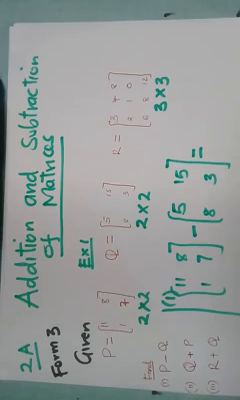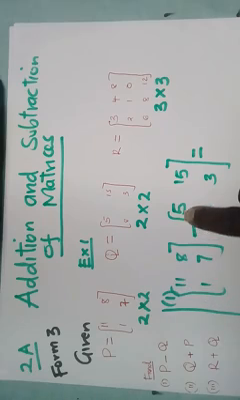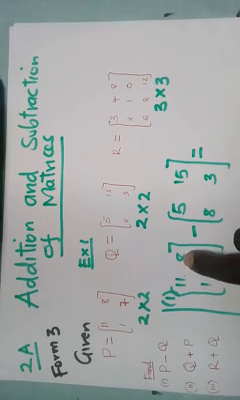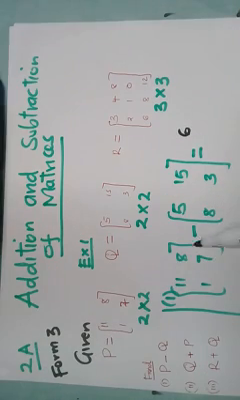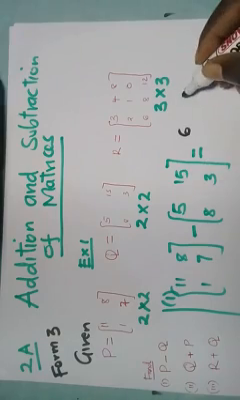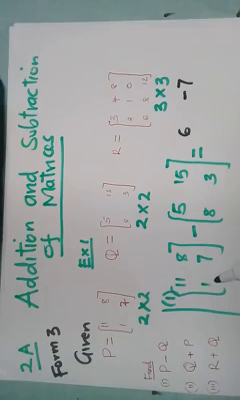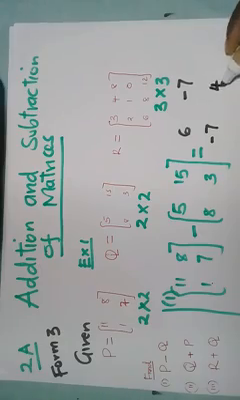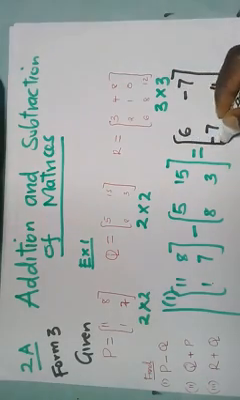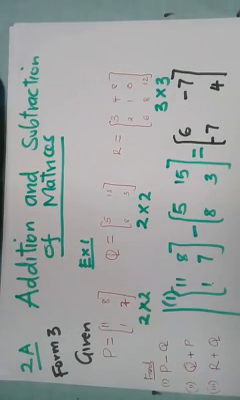So, we remember what we said in the previous lesson: you look at element 1, 1, you subtract element 1, 1, element 1, 2 from element 1, 2, and so on and so forth. So 11 minus 5 is 6. 8 minus 15 is negative 7. 1 minus 8 is negative 7. 7 minus 3 is 4. And therefore, that is our answer for matrix P minus matrix Q.